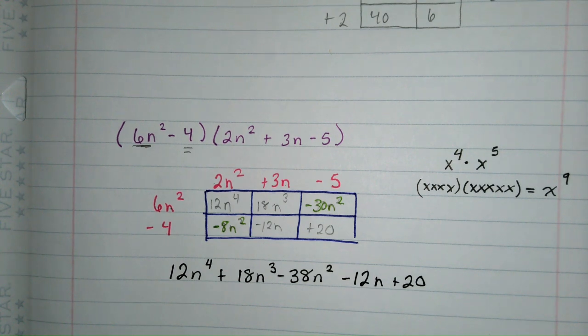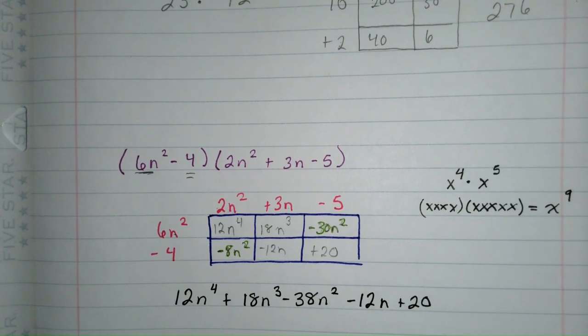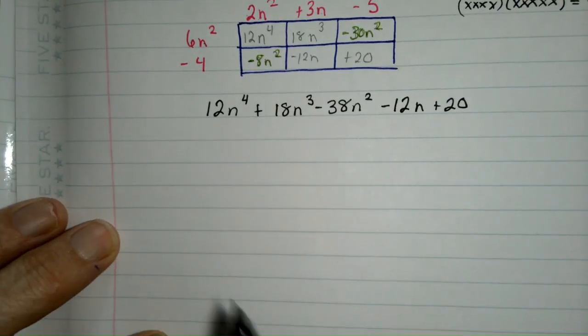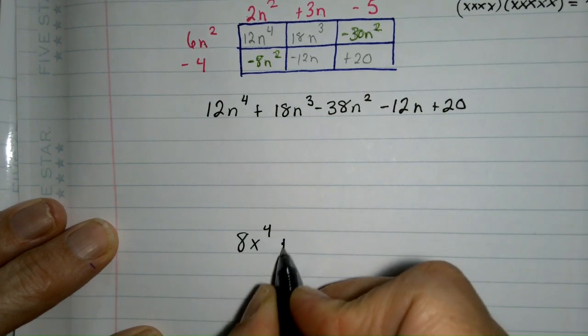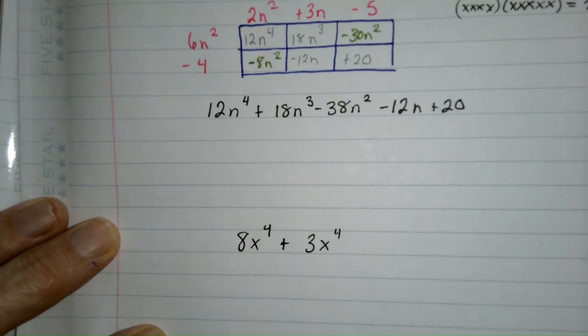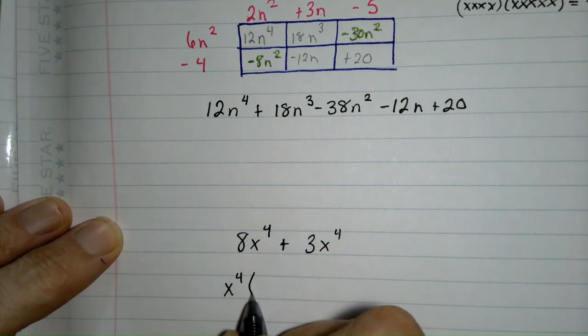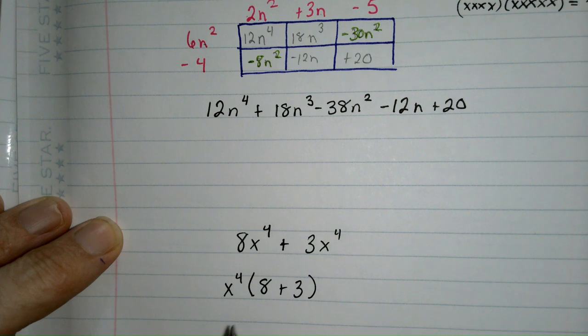And I could go in and explain to you why. Actually, I will. Why do the variables not change when we add or subtract? Let's look at 8x to the 4th plus 3x to the 4th. What we're saying is, hey, look, the first one is x to the 4th times 8. And the second one is x to the 4th times 3. So see how I factored out the x to the 4th? And now I'm just left with 8 plus 3. So 8 plus 3 is 11.